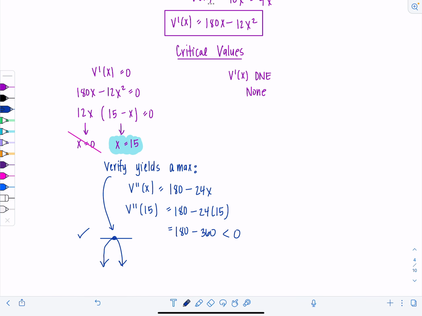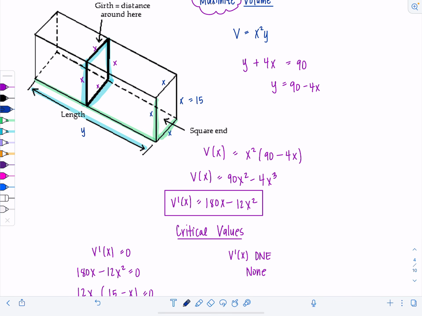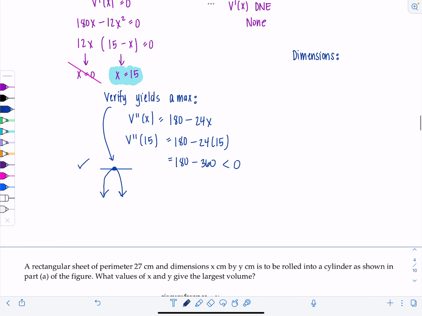And they want the dimensions. Okay. So we know x is 15 inches. So, oops, this is 15 inches. This is 15 inches. And so y is going to be 90 minus 4 times 15. That's 90 minus 60, which is 30 inches. So the dimensions are 15 inches by 15 inches by 30 inches. Woohoo!